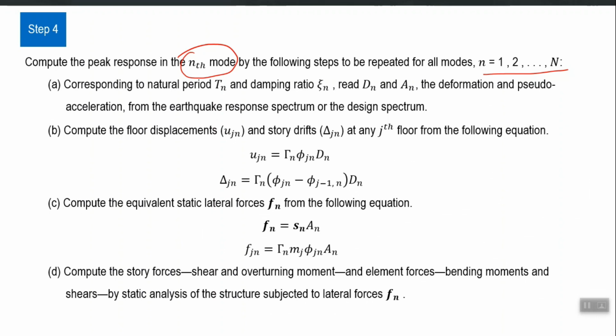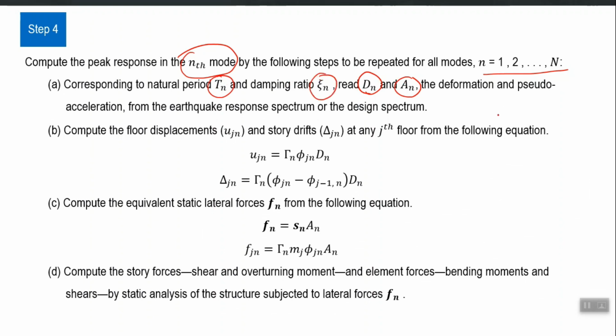But there can be cases where the building geometry is such that the first 20 modes are participating to make some reasonable cumulative modal mass. So in that case you can go beyond that. So the first sub step in this step 4 is to pick the peak displacement and peak acceleration from the corresponding response spectrum, corresponding to the time period of that mode and the damping ratio of that mode.